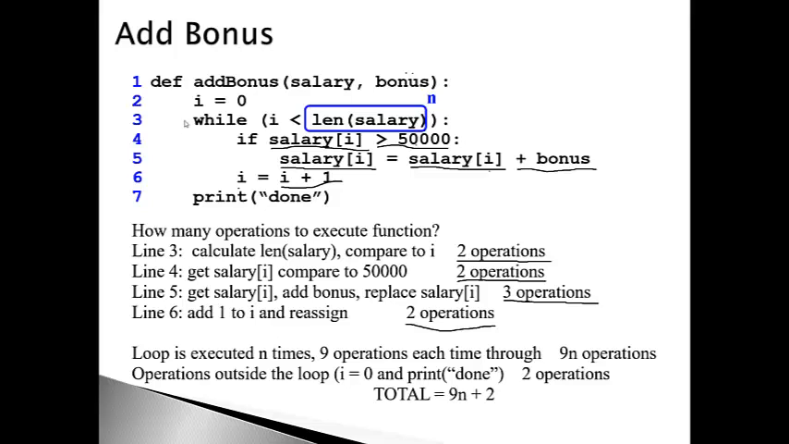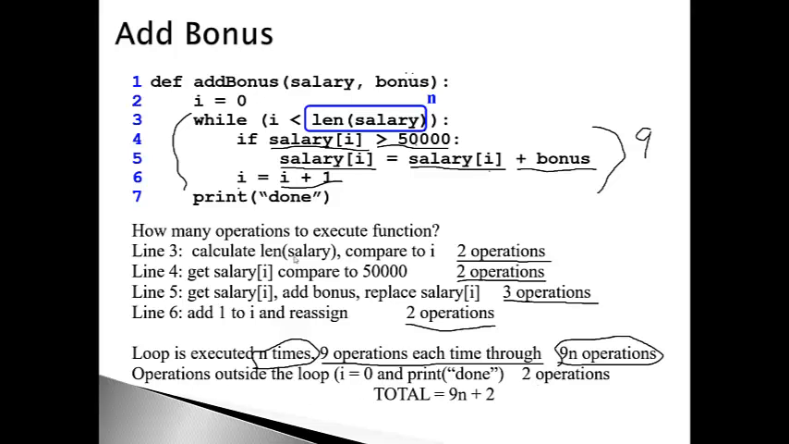So next, and this is important, we look at the fact that we have a loop here. How many times are we running this loop? The loop is being executed n times. We're doing this for each and every item in that salary list. So the loop is executed n times, and there are 9 operations each time through. So we calculated here that we had 9 operations each time we run this loop. So we have then 9n operations in total when we execute the loop.